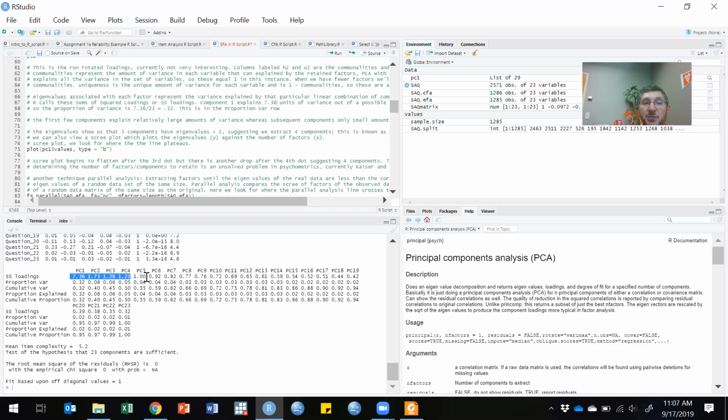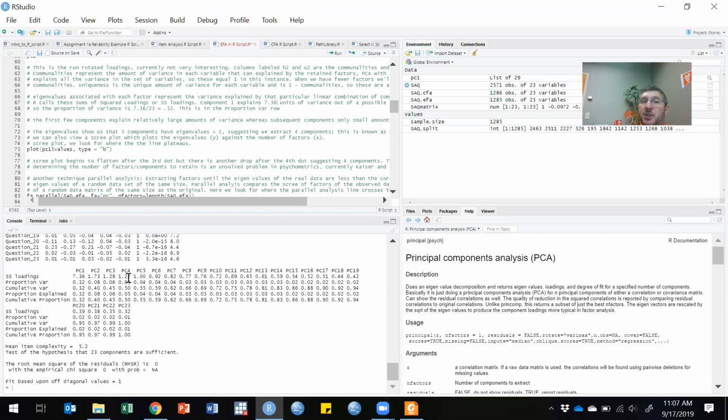The fifth component is equal, so we can say 4 or 5. If this one's exactly equal to 1, I'm going to say it needs to be greater than 1. So we may suggest extracting 4 components. This is known as Kaiser's rule.